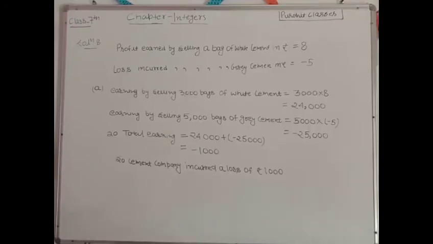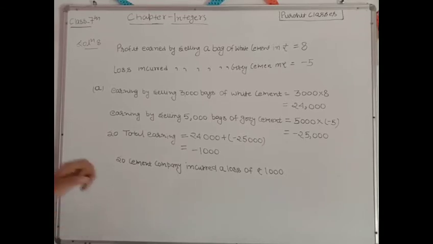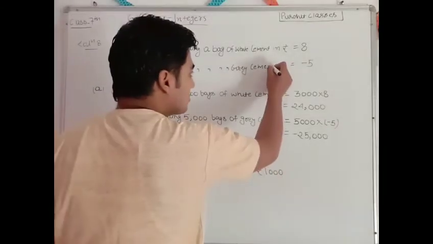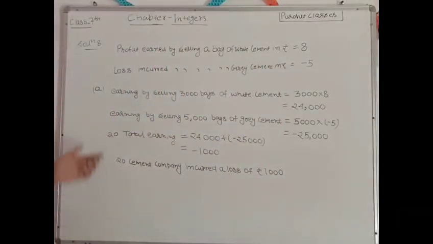Now let's see. In the first part it says the company sells 3000 bags of white cement and 5000 bags of grey cement in a month. What is its total profit or loss? This we have to find out. First we have written profit earned by selling a bag of white cement in rupees, that is equal to 8. Since it is loss, it will be represented by a negative integer. Hence I have written loss incurred by selling a bag of grey cement in rupees is minus 5. Understood?